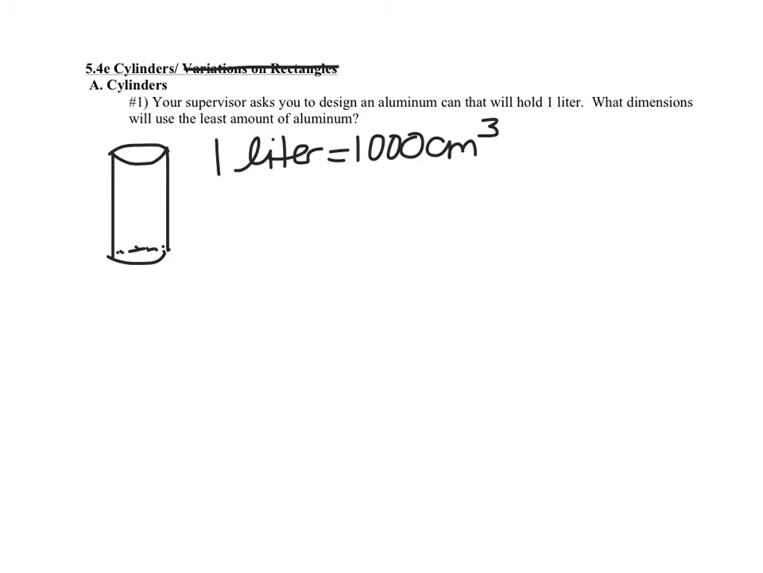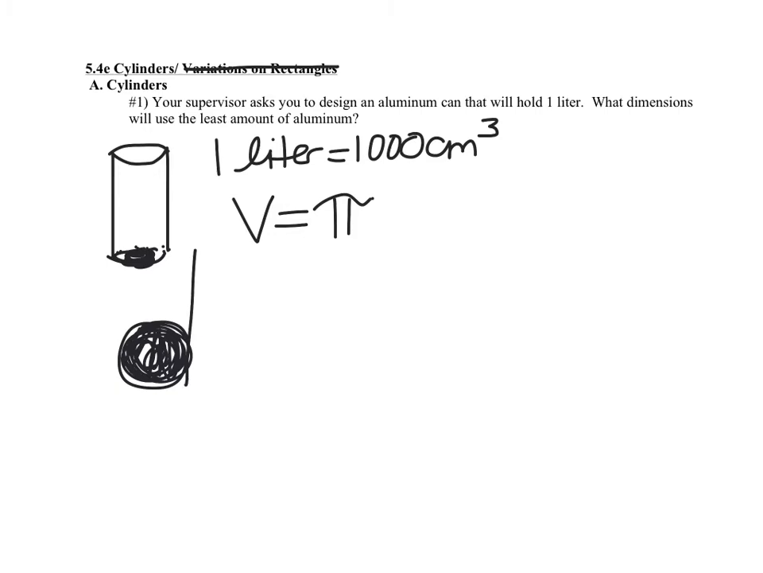Do you guys know anything about cylinders? Do you know the volume of a cylinder? Volume is simply the area of the base times the height. So what's the area of one of these bases? It's pi r squared, and then times the height, which we'll call h.